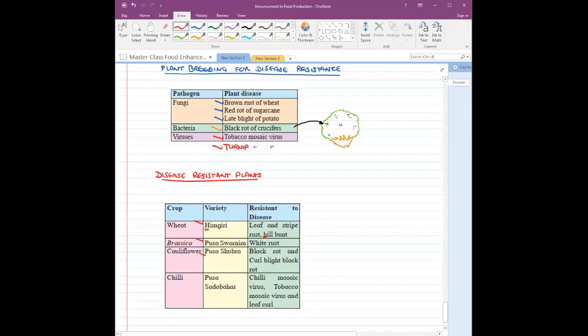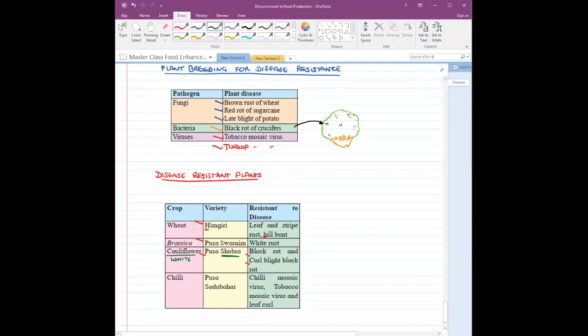Then we have cauliflower, Pusa Shubra. And what is this going to be against? Right now we talked about black rot of cauliflower, right? So black rot and curl blight, black rot. So basically these are two different varieties. Now I tell you how to remember this, guys. Cauliflower is going to be white in color, mostly white. And if you are a Maharashtrian, generally what do we say? Pandhra shubra. So white shubra, pandhra shubra. This is how you will remember it.